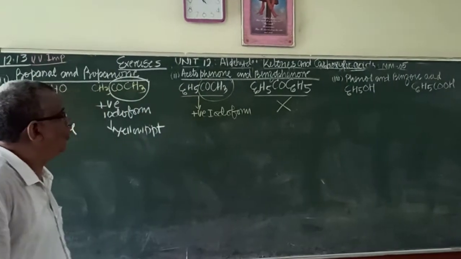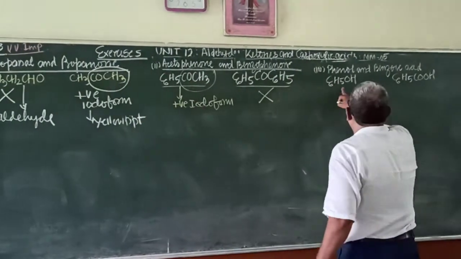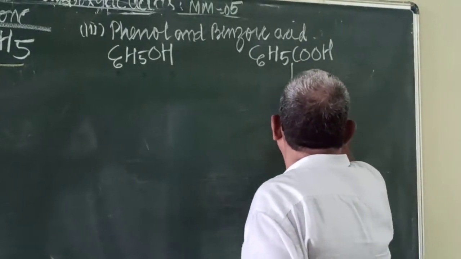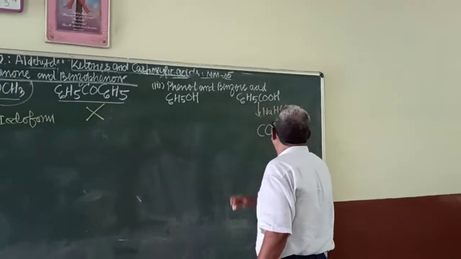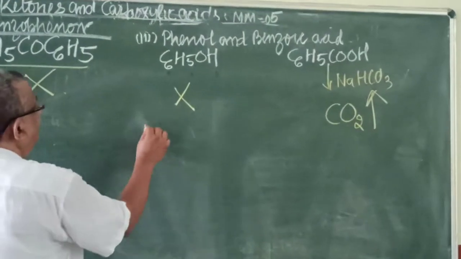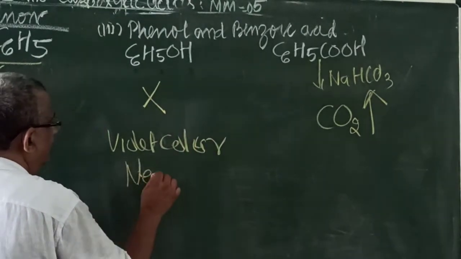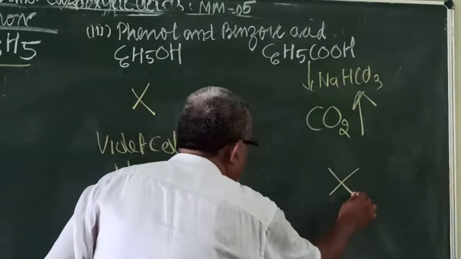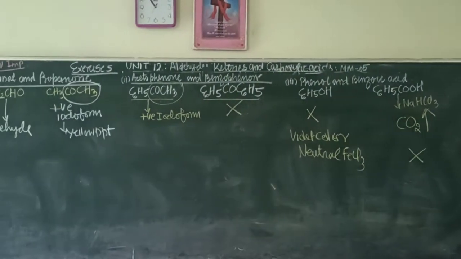Coming to the third one. What is the third one? The third one is phenol and benzoic acid. This is phenol and this is benzoic acid. Benzoic acid on treatment with NaHCO3 will give you brisk effervescence of carbon dioxide gas. Phenol will not give this test. Now, phenol will give a violet color with neutral ferric chloride solution. Benzoic acid will not give this test. So, these are the differences between these compounds.